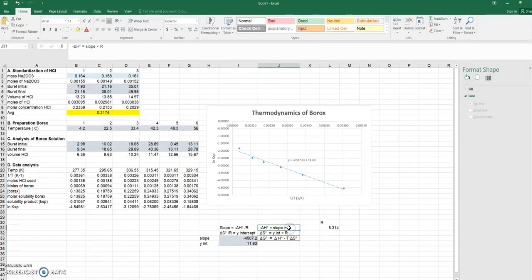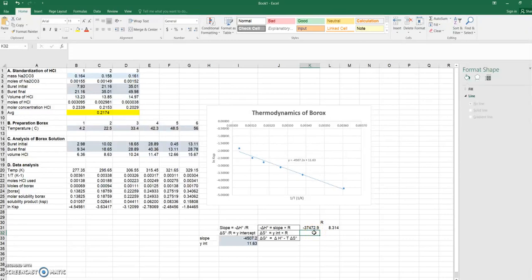Okay, so here I have the equation. This is where we get delta h. We're solving for h, and then we're solving for s, and then delta g at room temperature. So to get this for delta h, this equals your slope over here. So I'm just going to select this cell, and then it's just multiplied times r, which is the constant value over here. So that's your value for delta h.